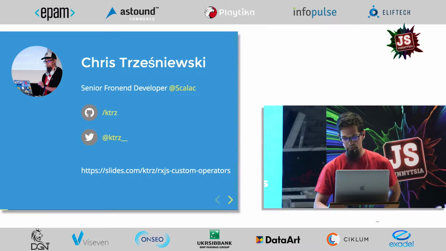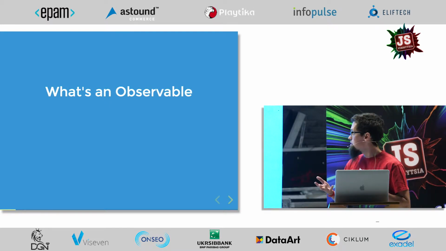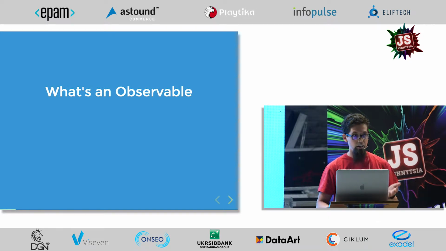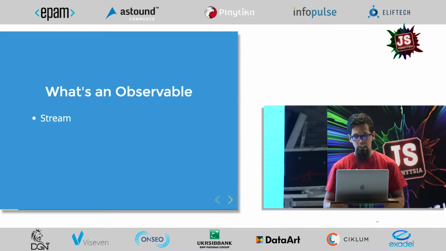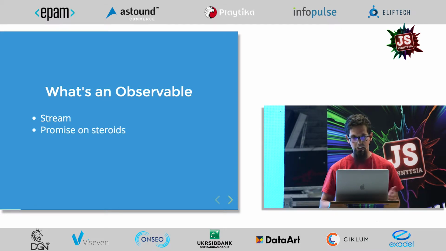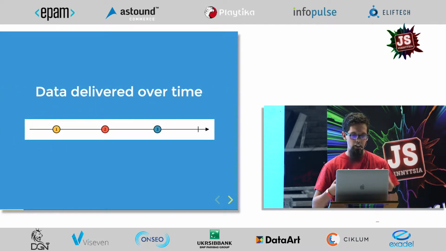So let's begin. I will start with some introduction to what observables are, but it will be brief. So what is an observable? You can think of it as a stream of data. If you've developed before with promises and you look at observables, it feels like a promise on steroids, but it's much more than that. It's basically a function that ties two objects, an observer of data and a producer of data. And the way I like to think of it is that it's basically data delivered over time.